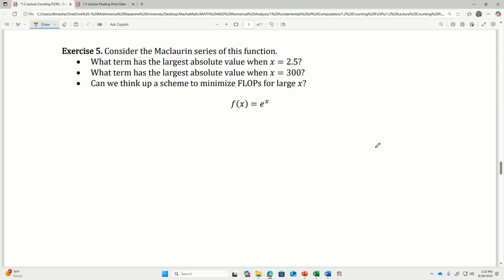Okay, consider the Maclaurin series of this function. It's the same one. It's still e to the x. Which term has the largest absolute value when x is equal to 2.5? And which term has the largest absolute value when x is equal to 300? So the first question, bullet point number 1, what term of this Maclaurin series has the largest absolute value when x is equal to 2.5?